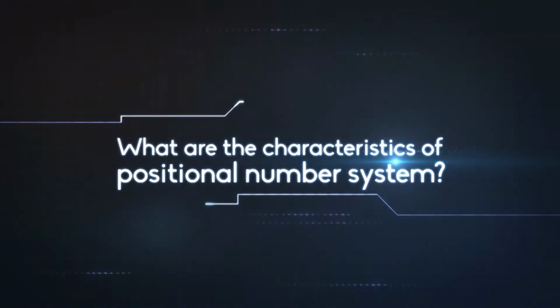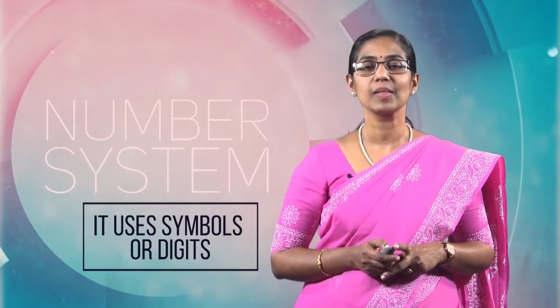What are the characteristics of a positional number system? The first point is that it uses symbols or digits. For example, in the decimal number system, we use the symbols 0, 1, 2, 3, 4, 5, 6, 7, 8 and 9. Second point is each digit represents a different value depending on the position it occupies in the number. In the number 111, each one takes a different positional value.